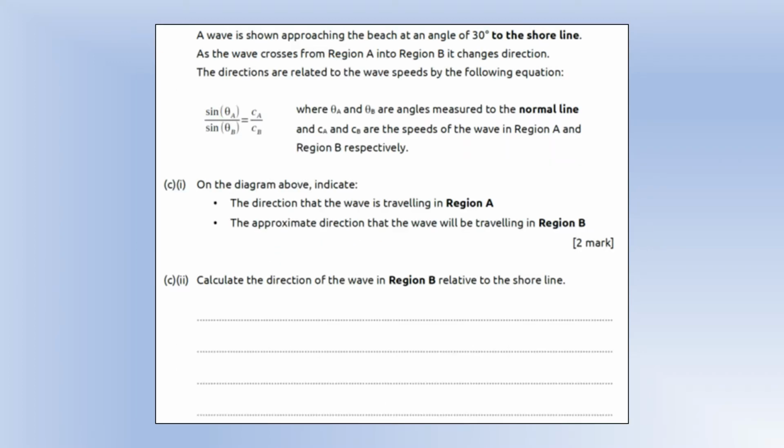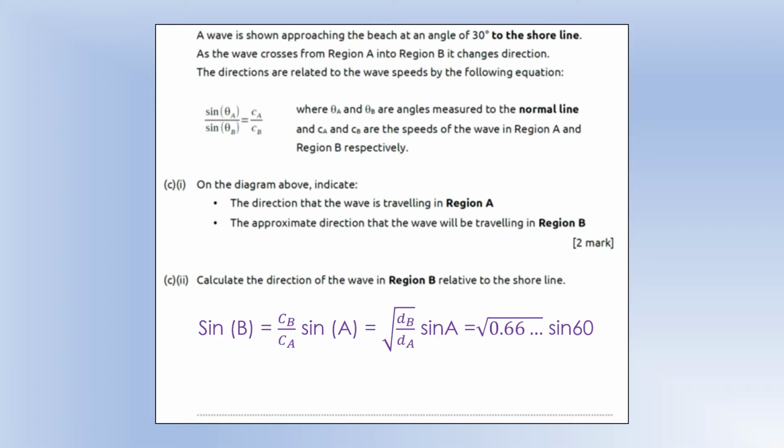Okay. Calculate the direction of the wave in region B. So we're essentially using the equation. So first of all, I'm going to calculate what sine B is using the values, and then using the fact that c is equal to root gd. And so I've substituted that in, cancelled the g's out because we don't need them. And then from that, we can calculate what sine B is, and therefore we can calculate what B is, 45 degrees, and we can see it has indeed bent towards the normal.